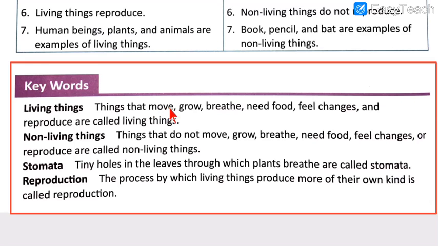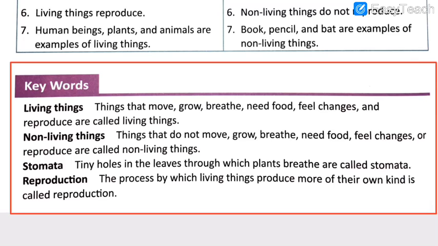Things that move, grow, breathe, need food, feel changes and reproduce are called living things. I will repeat one more time. Things that move, grow, breathe, need food, feel changes and reproduce are called living things.